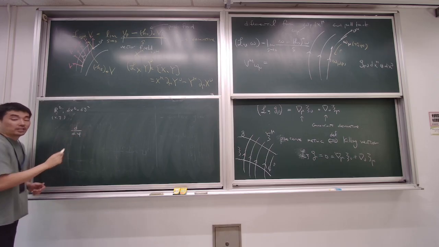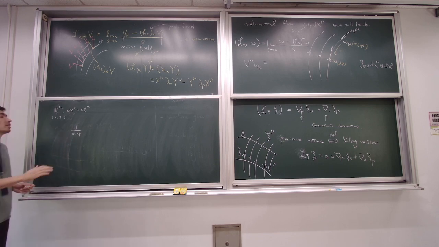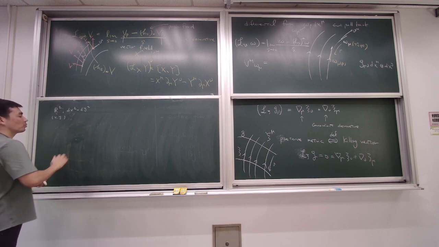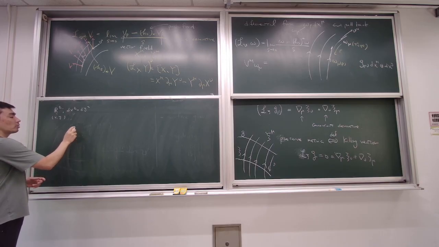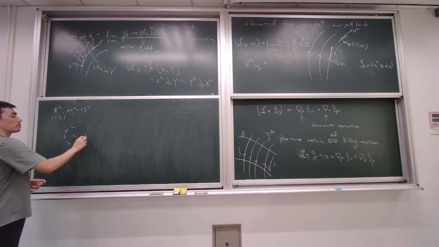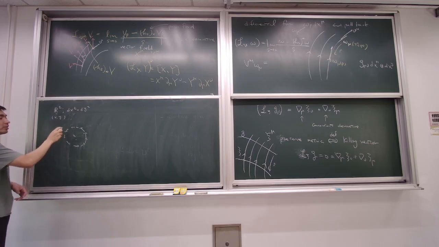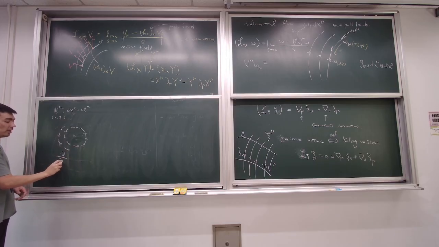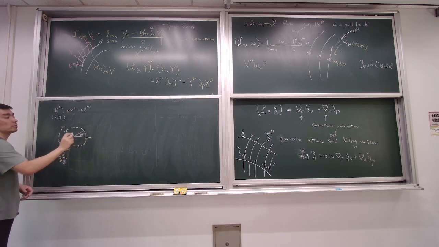D phi. Like this way, you mean? Yes. So for instance, it's a rotation. Rotation does not change the metric. That's true. So this is the d/dphi, or d/dtheta, whatever you call it. Theta is like this way.